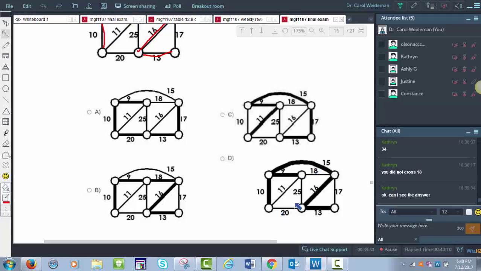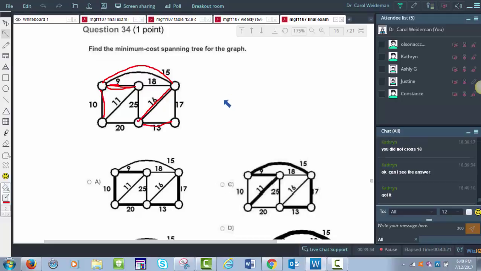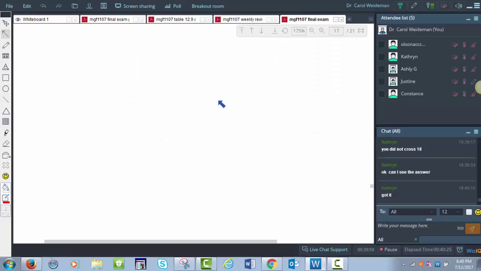We don't need the 18 because all the other vertices are now connected. And they're connected in a minimum cost tree. Remember, in a tree, if I take any edge out, I create a disconnected graph. And it doesn't always look like the most logical route, I know that, but it's cheapest, or it's the shortest distance, either one.